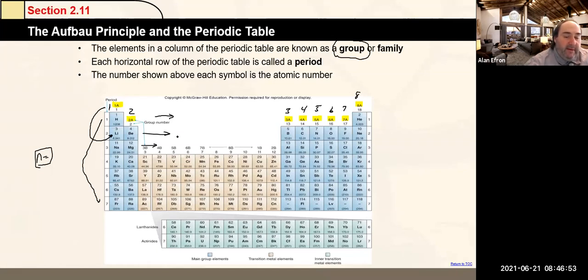The number above the symbol, as we've talked about before, is the atomic number that you find there on the periodic table, the atomic number being the number of protons. Remember that the number of protons is the atomic number, which is on the periodic table. Remember that the number on the bottom there is not the mass number. That, again, is the atomic mass, not the mass number.